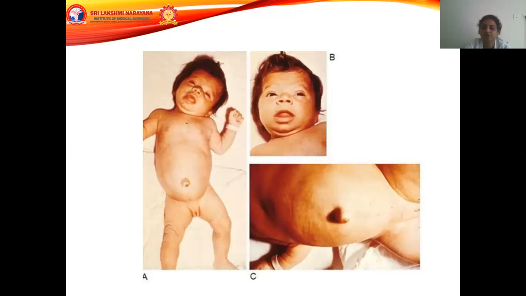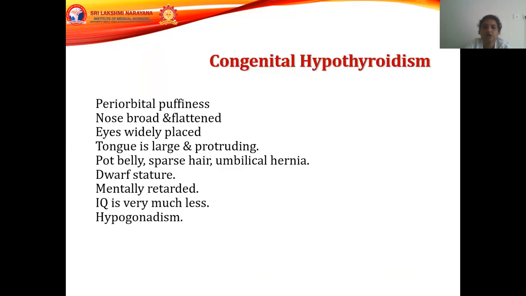pot belly with protruding umbilicus, and the tongue there is some difference, and the facial features also appear different. So what are the features to sum up here? In congenital hypothyroidism, it is periorbital puffiness, then broad nose, and eyes are widely spaced with tongue being large and protruding, and there is a pot belly, and there is sparse hair and also umbilical hernia. The stature of the child is small, so they'll have a short stature.